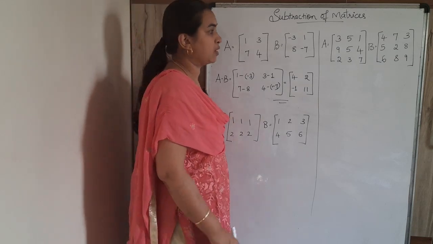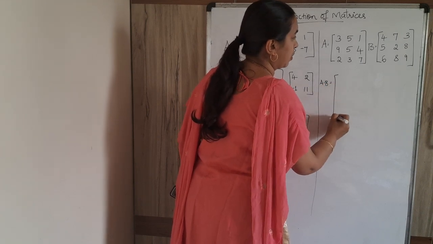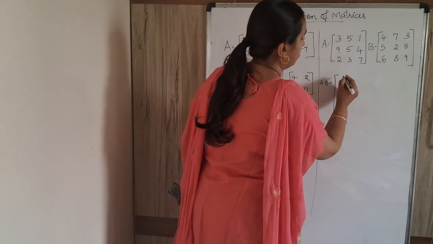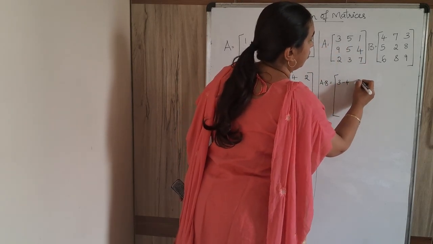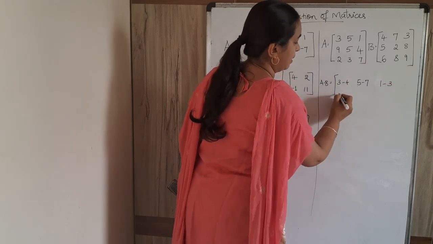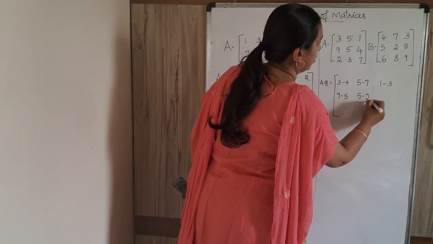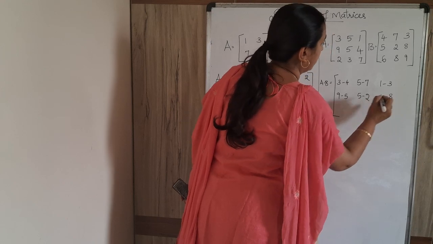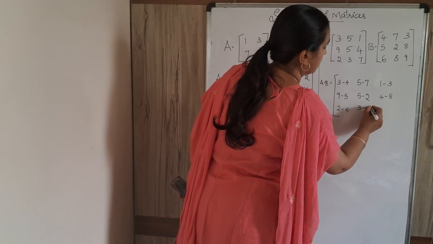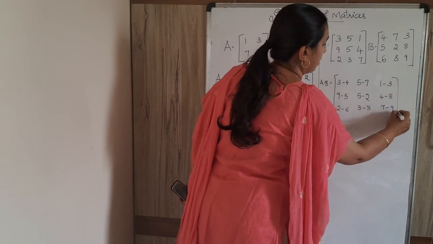Taken an example of 3 cross 3 matrices. Here also subtract the corresponding terms. Be careful with the signs. 3 minus 4, 5 minus 7, 1 minus 3, 9 minus 5, 5 minus 2, and 4 minus 8, 2 minus 6, 3 minus 8, and 7 minus 9.